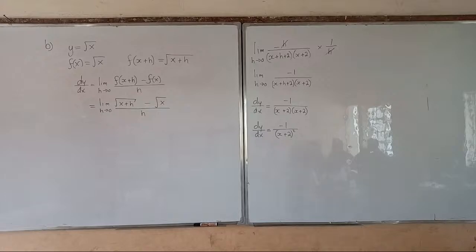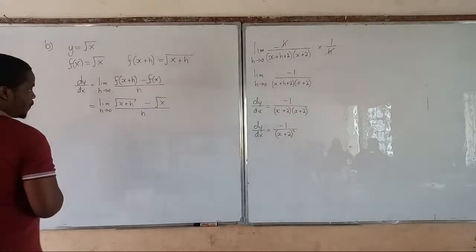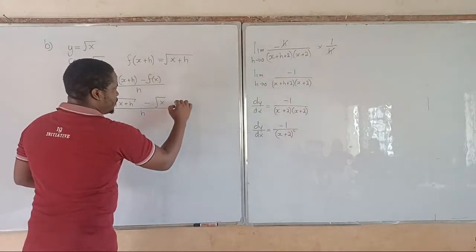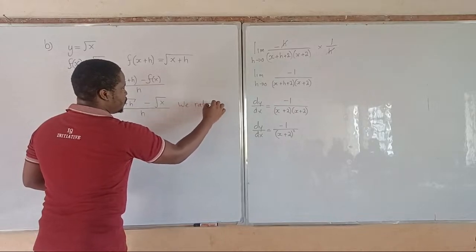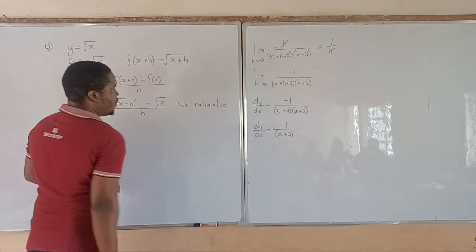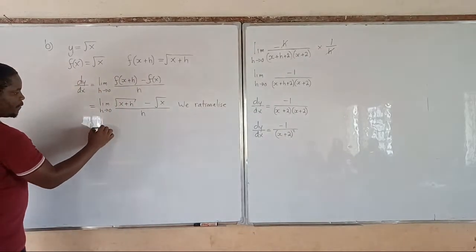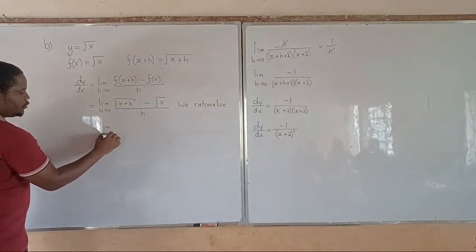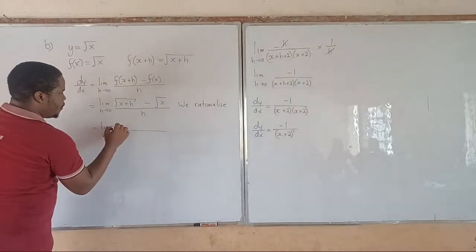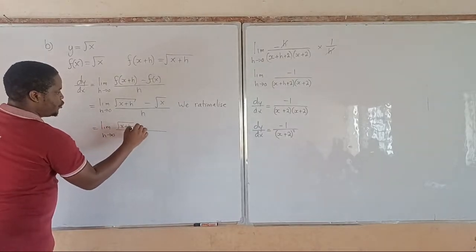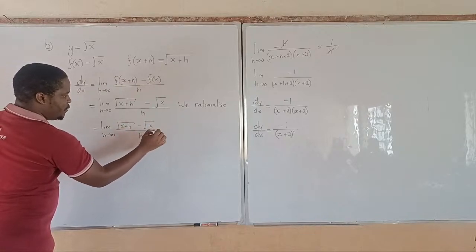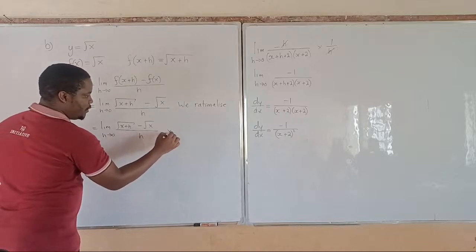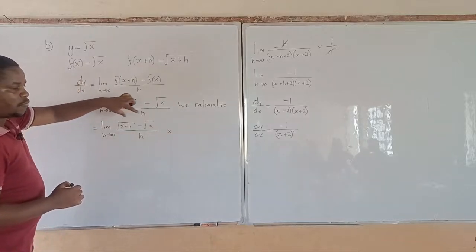So, instead, what we do for this one is we're going to rationalize. So let me even write it here. We rationalize. Now, to rationalize, this is what it means. So we have the limit as h approaches 0, the root of x + h minus the root of x over h. To rationalize simply means multiply both the denominator and the numerator by the conjugate of this.